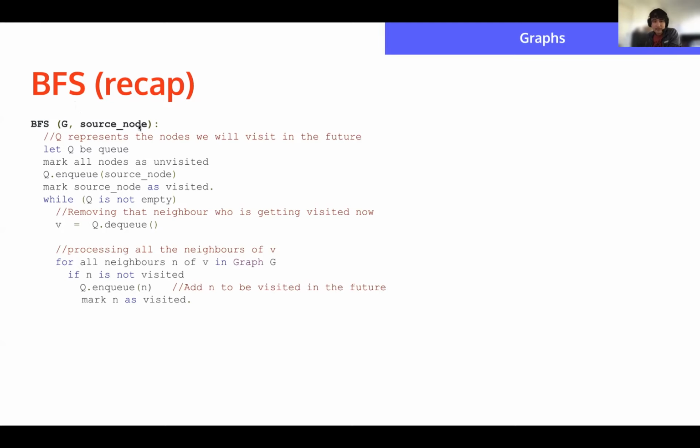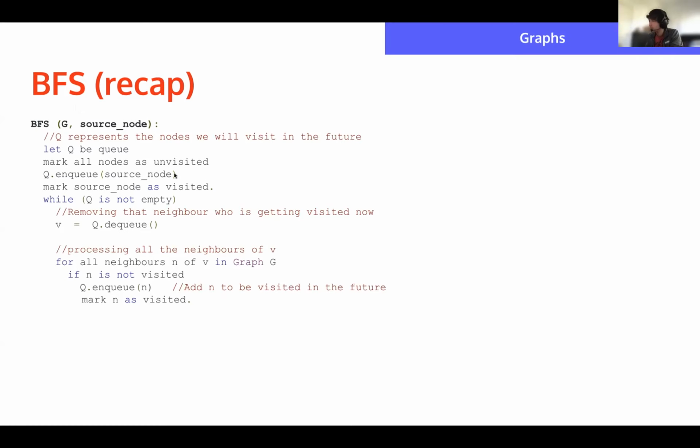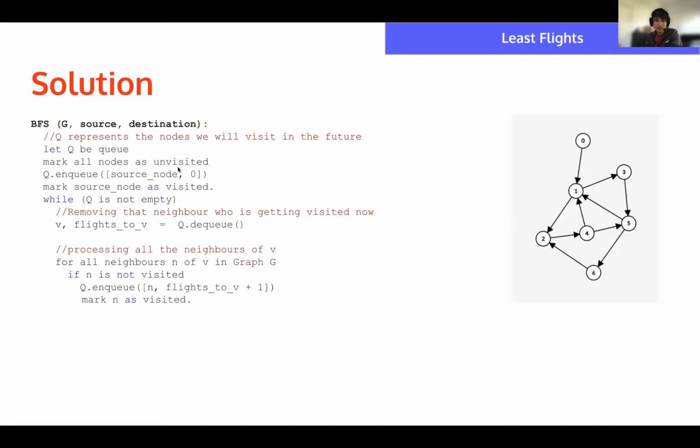So we're going to need to add in a destination. Instead of just having a graph and a source node, we're going to add in a destination. And in addition, in our queue, instead of just storing the node that we plan to visit, we're going to also store how many flights it took us to get there. So what does that look like?